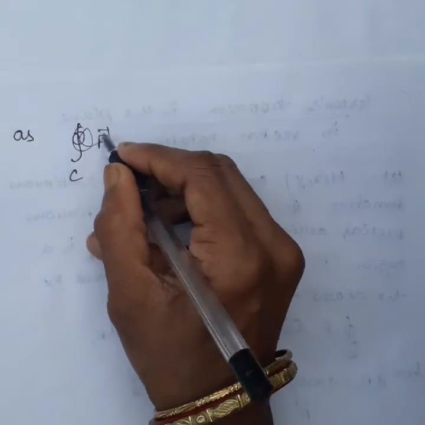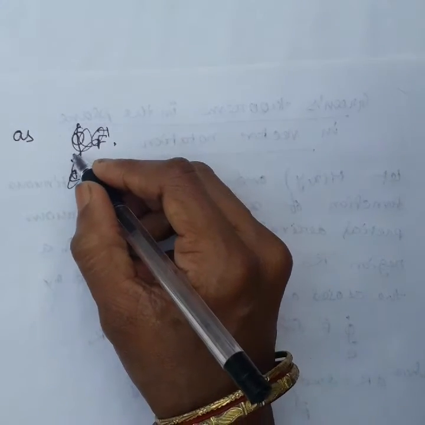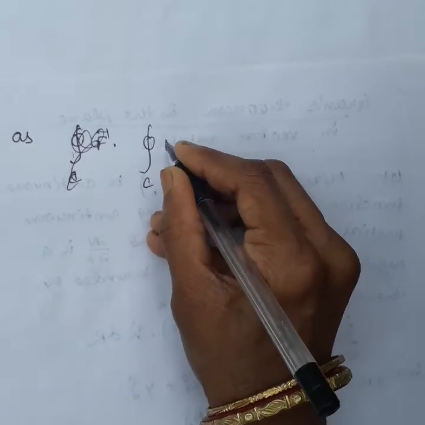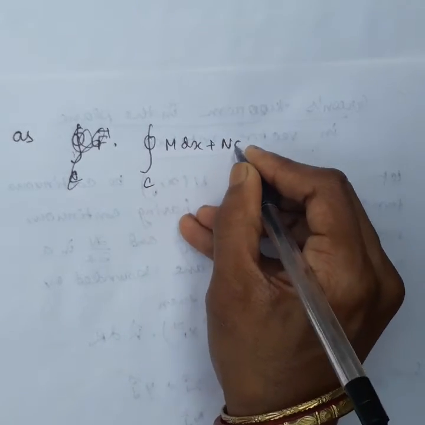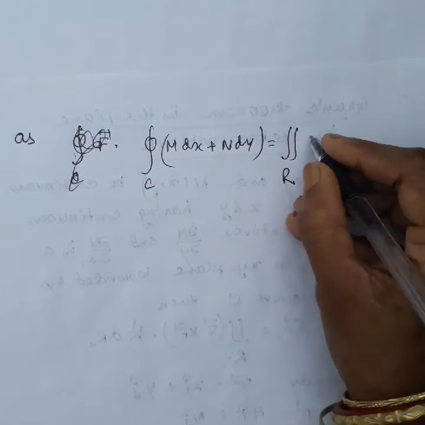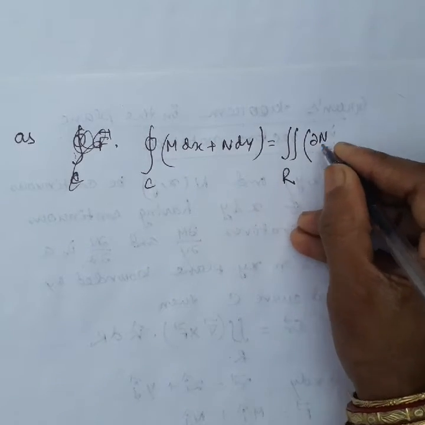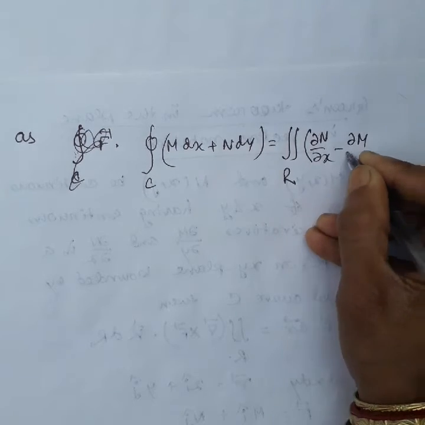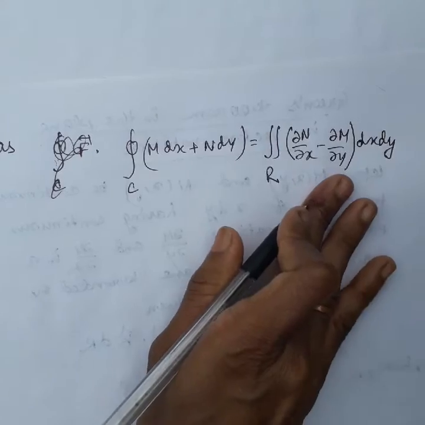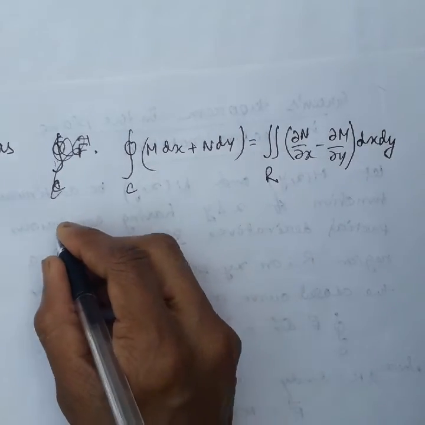What is our Green's theorem? First we will write the Green's theorem. Green's theorem is: integral of m dx plus n dy equals the double integration over the region R of del n del x minus del m del y dx dy. This is our Green's theorem.